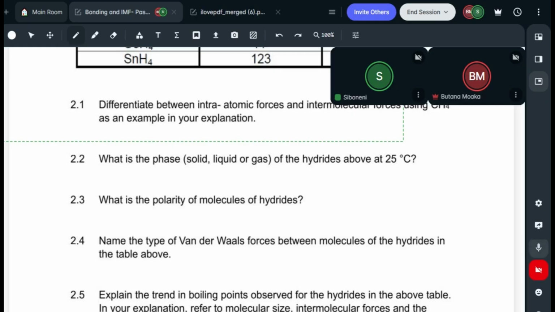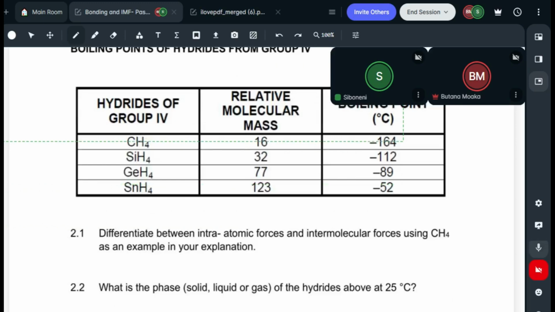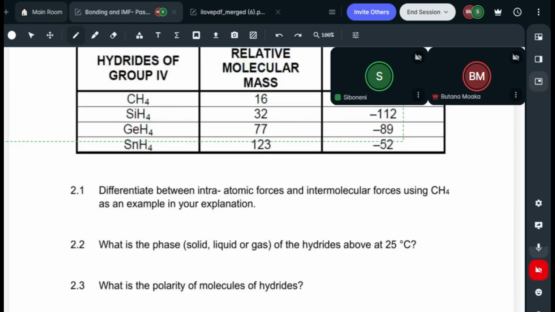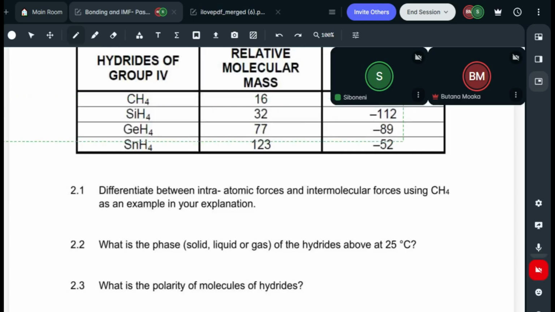So all hydrides shown in this diagram, let's look at them. If you look at all of these, they have a boiling point that is below room temperature. So when they ask what is the phase, the answer is that all of them are gas. Remember, we check the boiling point. If the boiling point is less than 25 degrees, it's a gas. So all of them are gas.